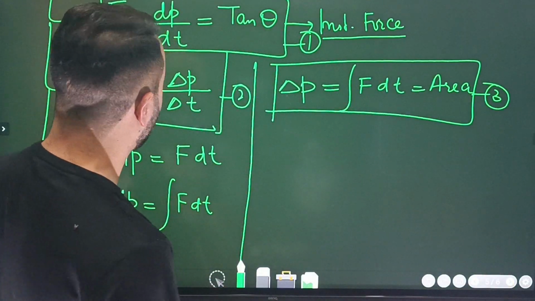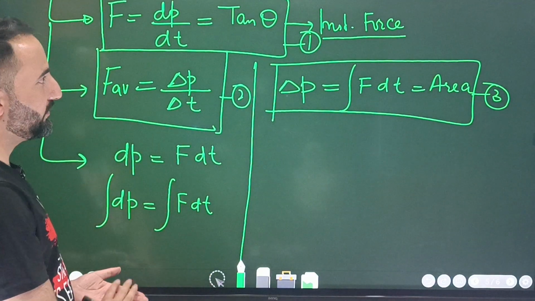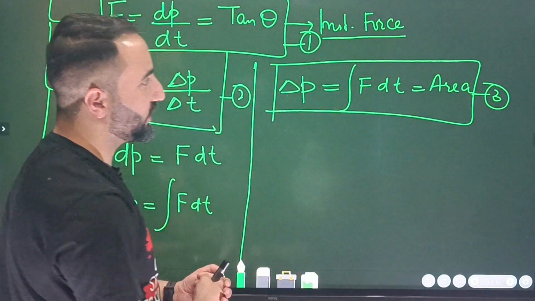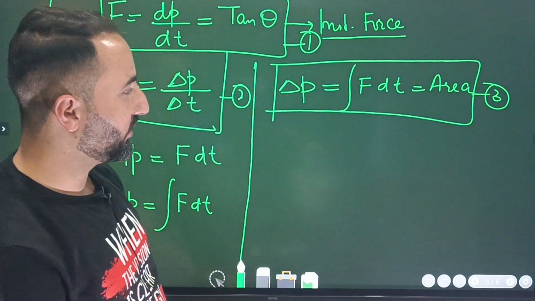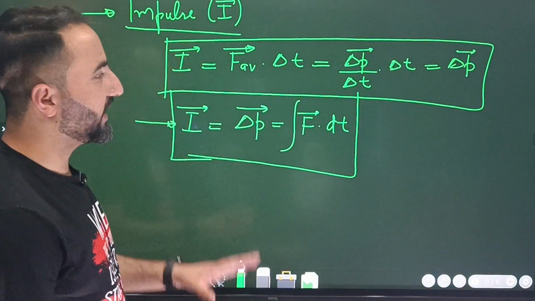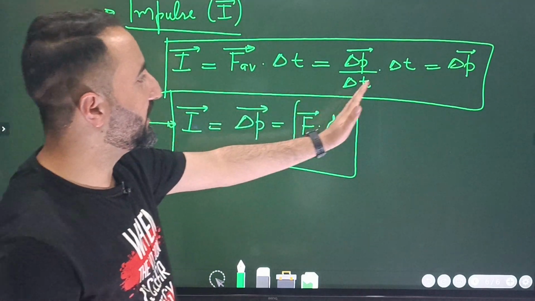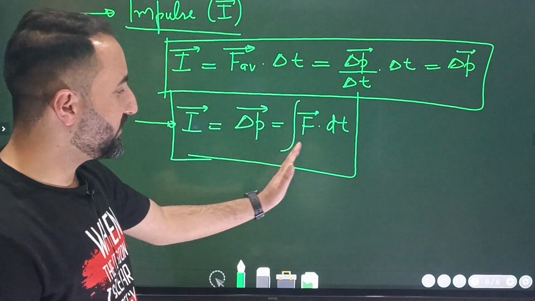Next is this equation. So this instantaneous force is equal to dp by dt. Average force is equal to this. Delta p will be equal to this integration of f dt, and that's in turn equal to area. Great. Next is what? Next is this impulse, and the impulse momentum theorem. Impulse is equal to the product of average force multiplied with delta t, which is in turn equal to delta p. That's in turn equal to this.